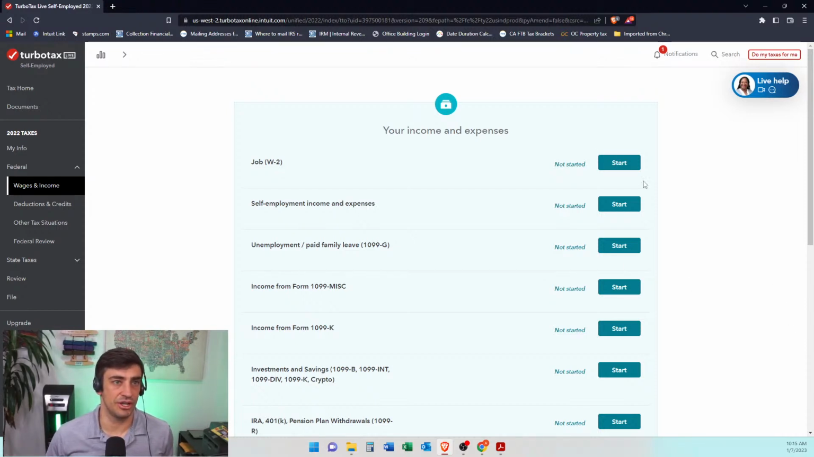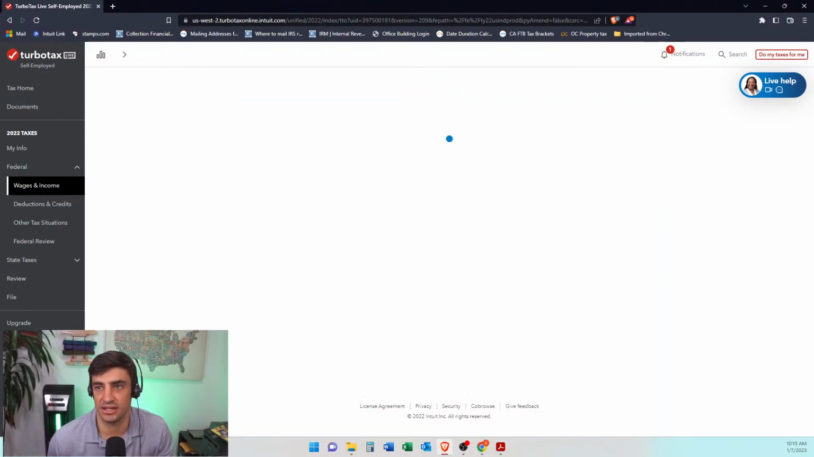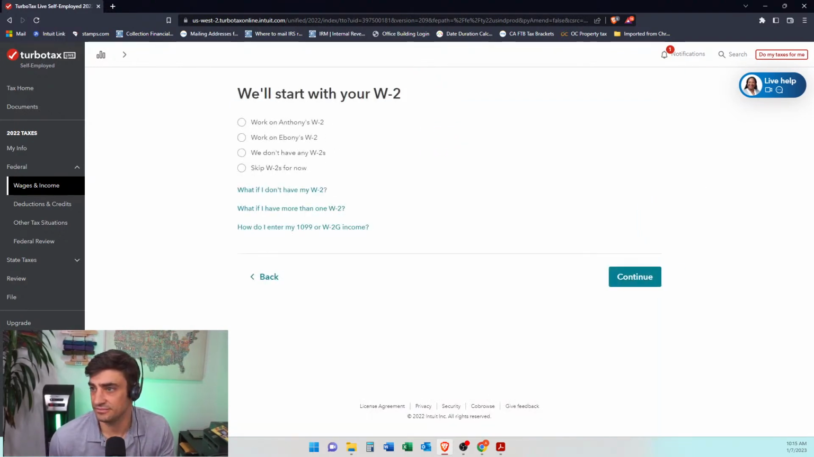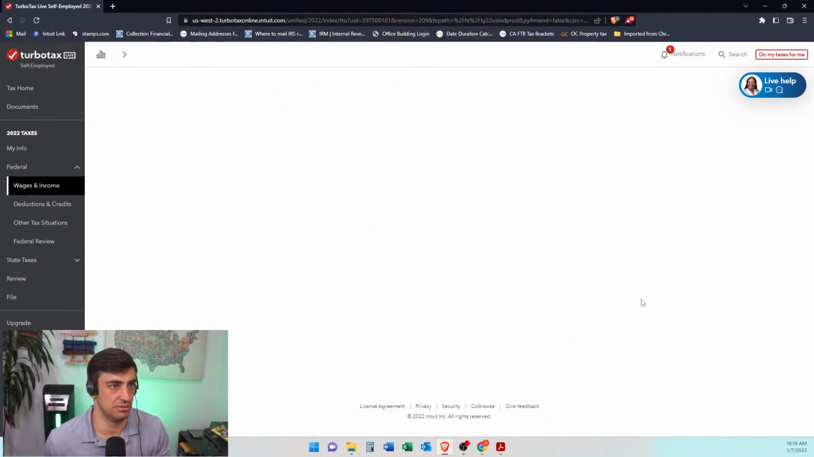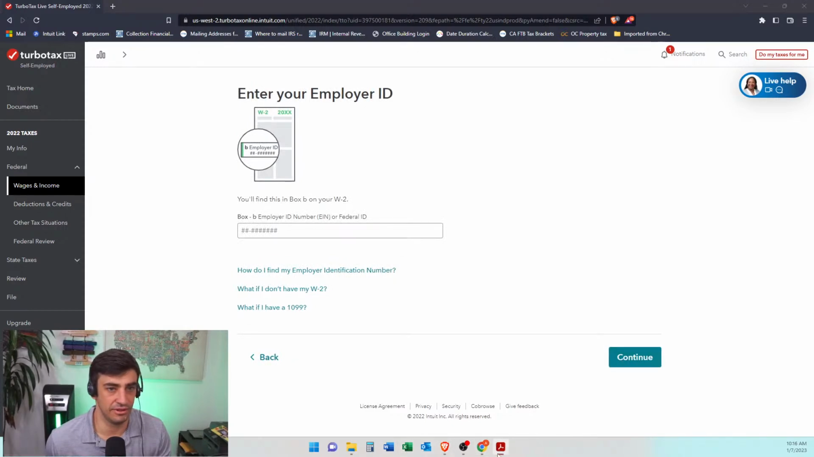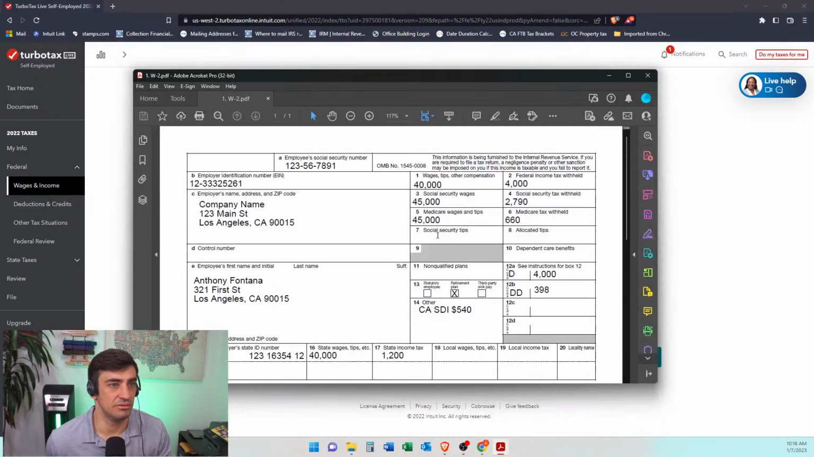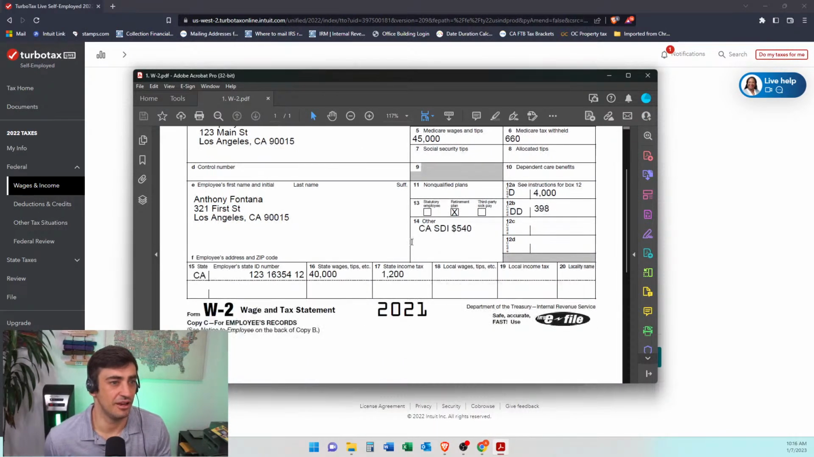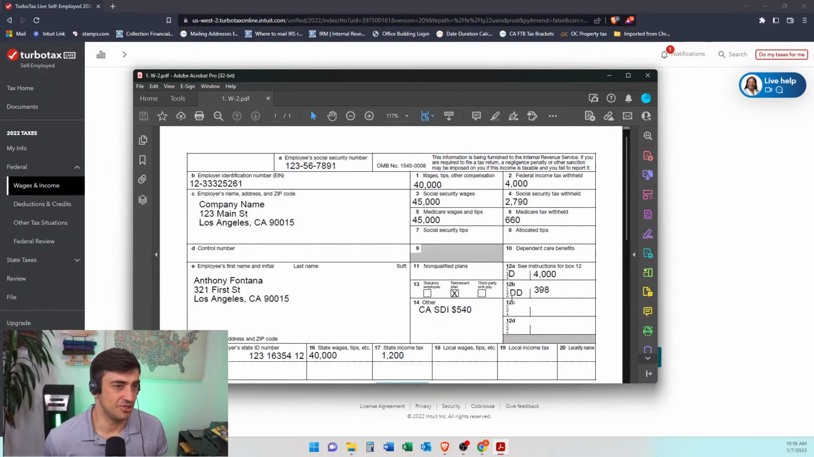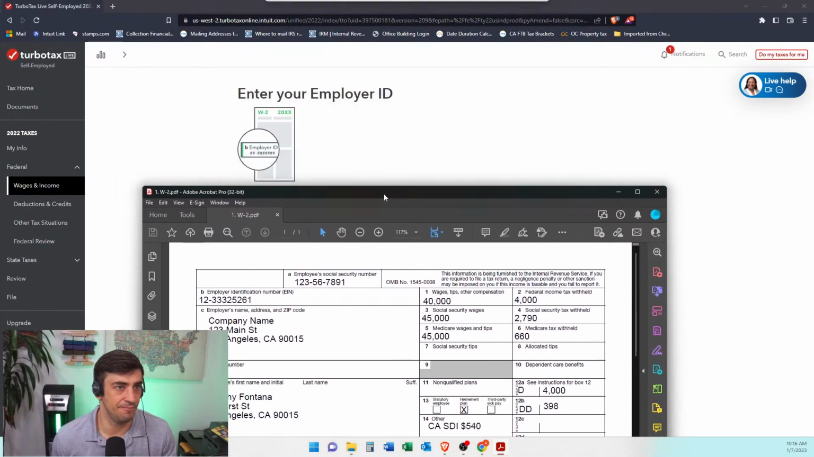All right, so here we go. Income and expenses, meat and potatoes of TurboTax. Let's do it. This is a super common one, W-2s. Let's get started here. All right, so we're going to work on my W-2. Deal. And I have, look at this, a mock W-2 that I just made up here. Okay, it does have a 2021, and I know we're doing 22s, but this is just for illustration purposes. Okay, so let's do it.